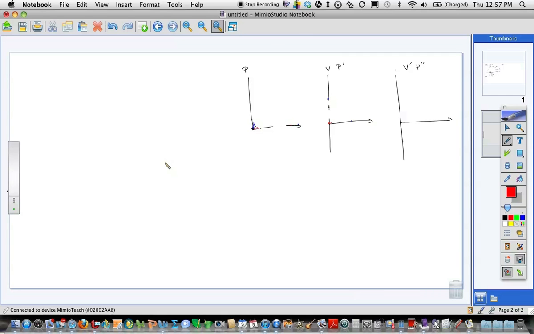All right. Moving towards the origin at a steadily decreasing. No, wait, that's the wrong one. Moving towards the origin at a steadily increasing speed. So it's got to start up here and go.